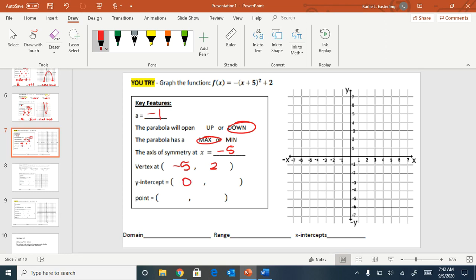Our y-intercept is going to be at (0, -23). Remember, that's something you're going to have to use the calculator table to find. For the point that we're going to grab, I just grabbed (-3, -2).